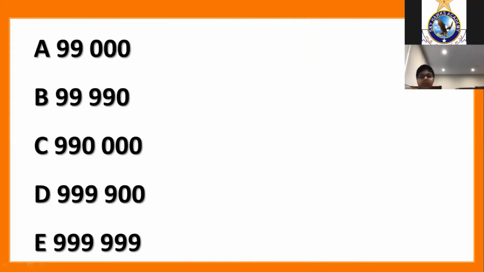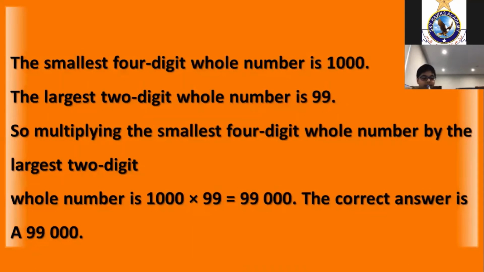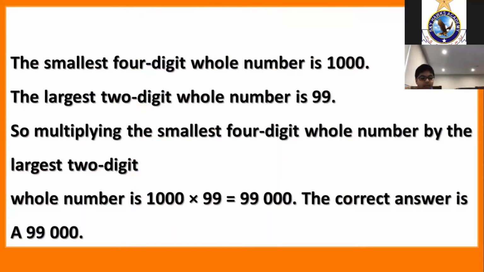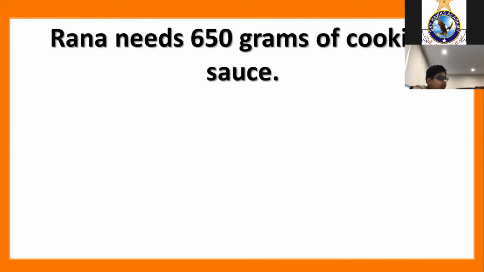We have calculated it. Option A. Very good. Okay, this is the explanation of the question we have done. The smallest 4-digit number was 1000, the largest 2-digit number was 99, and we have simply multiplied them, and option A is correct. Okay. Let's move toward the next question. Read it.